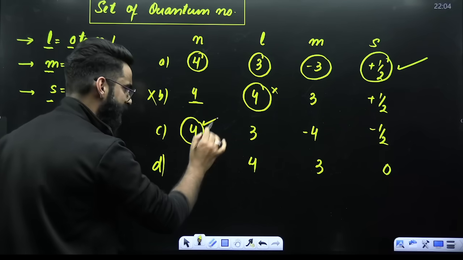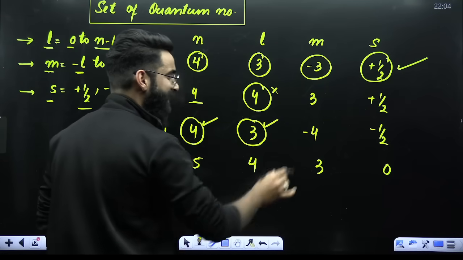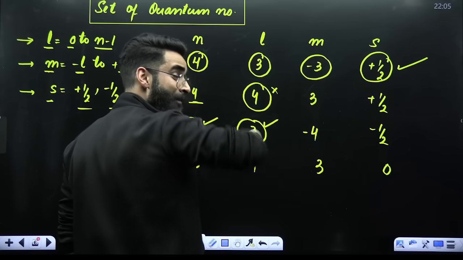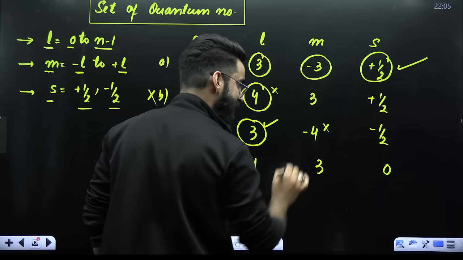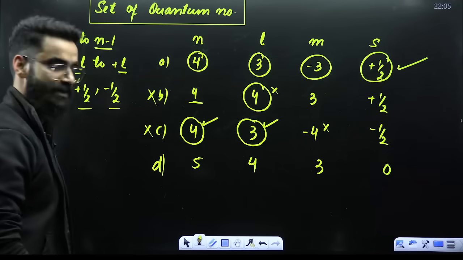See, N value is 4, correct. L value is 3, correct. But M is from minus L to plus L, so minus 3 to plus 3. Minus 4 does not come into that category. So this is not the correct one.